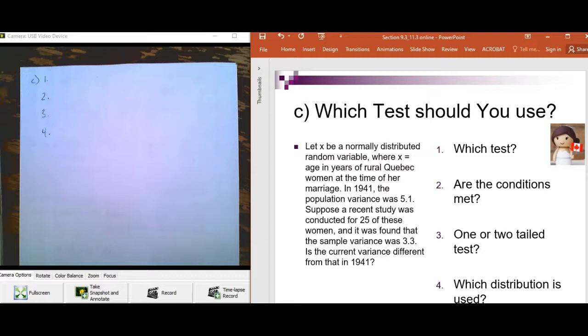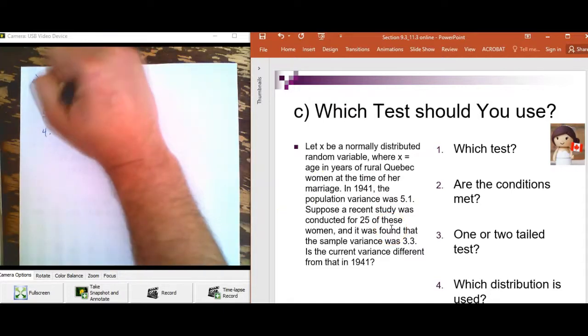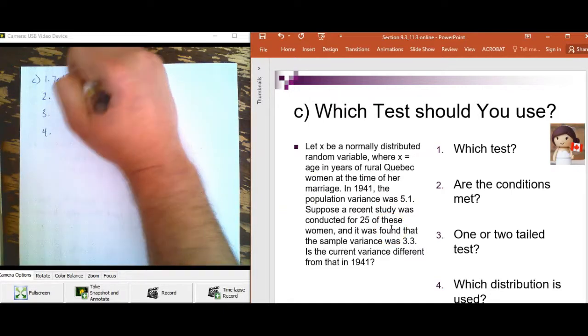So which test? Well, this one's easy. It says everything about variances, right? So this is a test for variance, single chi-square.